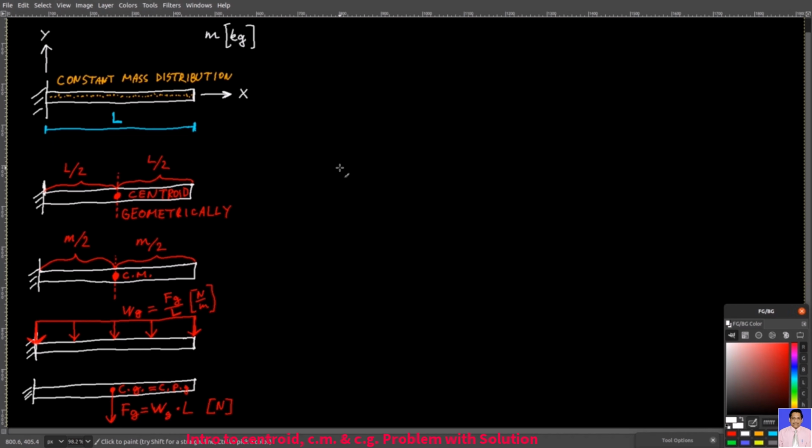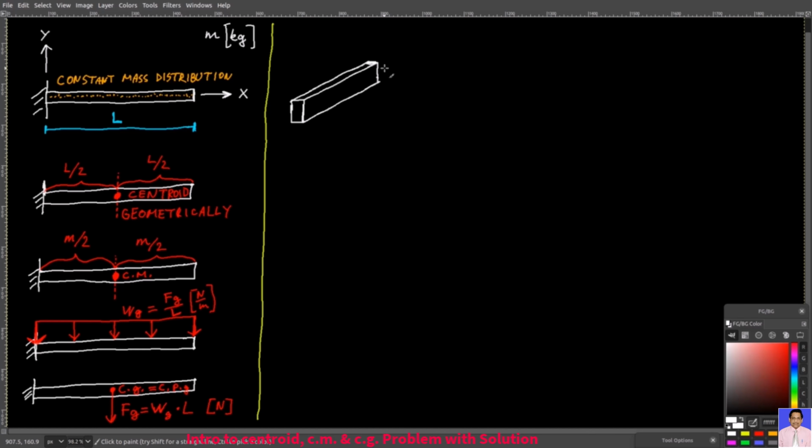But now, I want to obtain the same result for the center of mass and the center of gravity, but using official mathematics. Let's say that you have the same beam, but in 3D. It has the length L, width A, and height B. It also has constant density. Let's denote the density with ρ, and its units are kilograms over meter cubed.